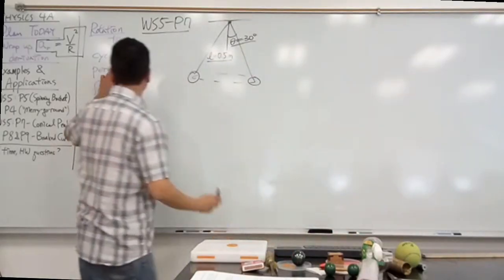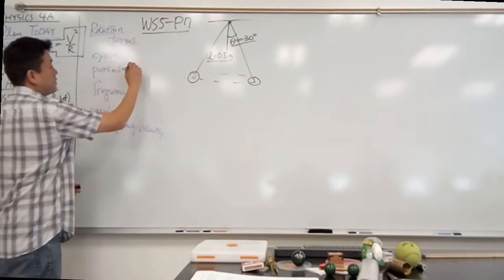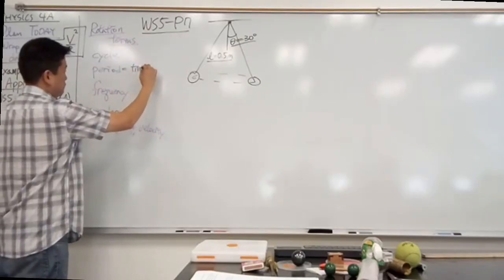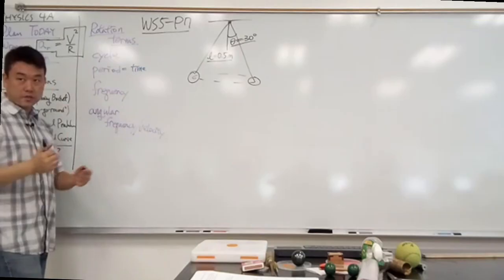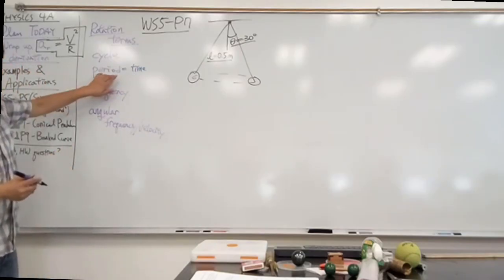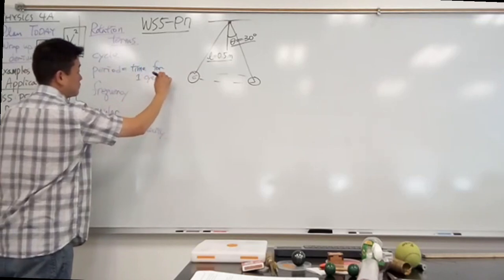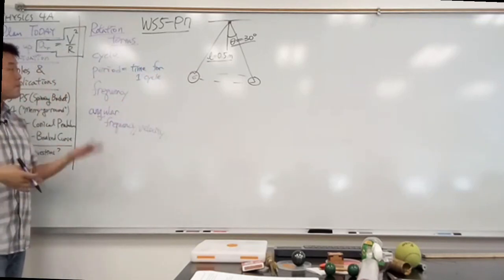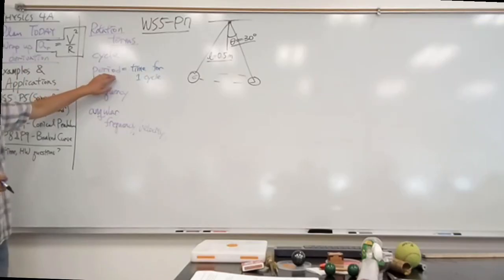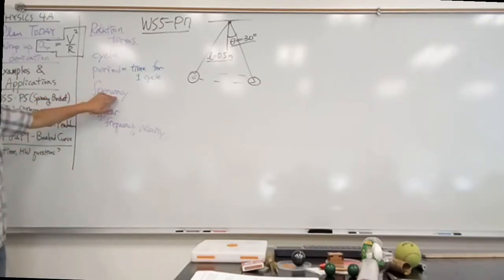So the period, the way you would define it, I'm not going to give you formulas. I'm going to give you descriptions. Period is the time for one cycle. Right? And you can come up with the formula for period. What do you think a frequency is?